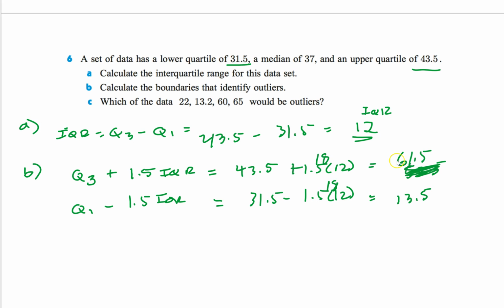So those are your boundaries, right? Anything above this is an outlier. Anything below this is an outlier. Then let's look at C. Do you want to know which one of these will be an outlier?